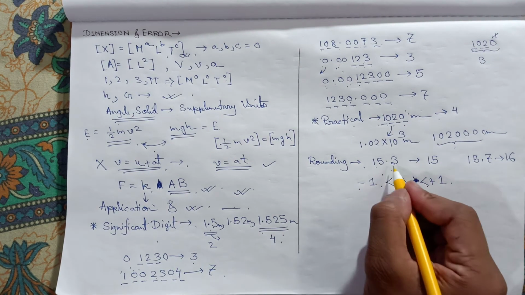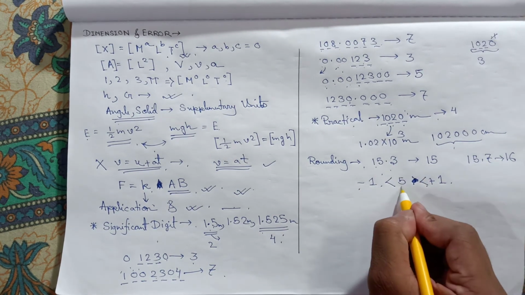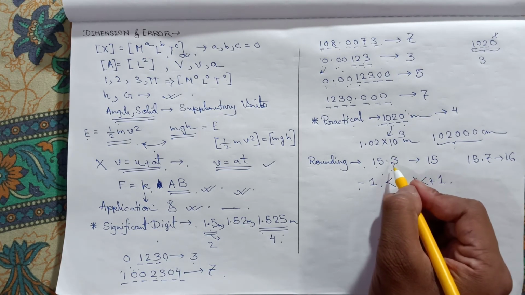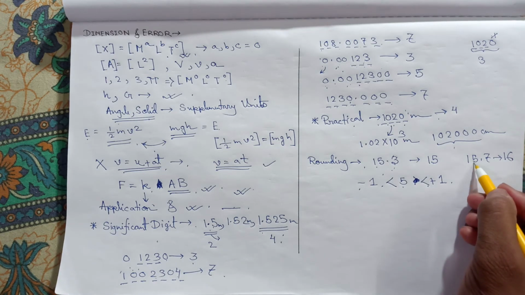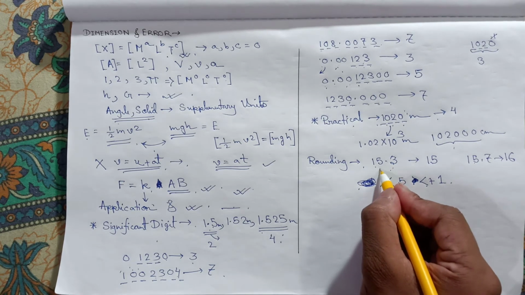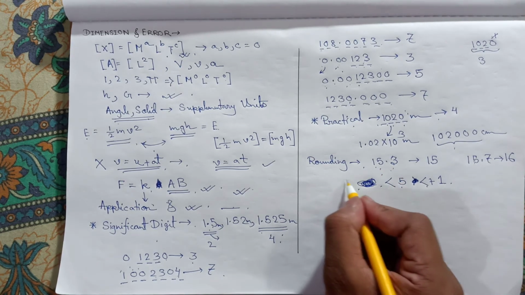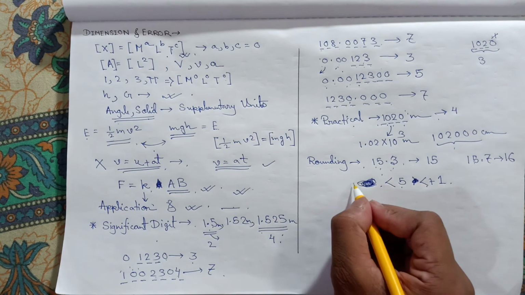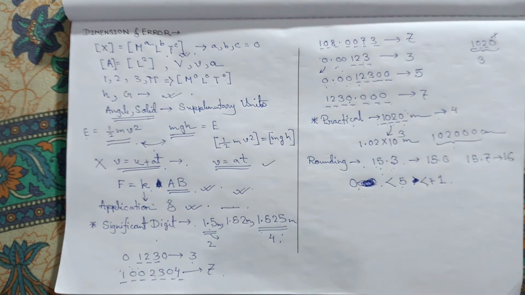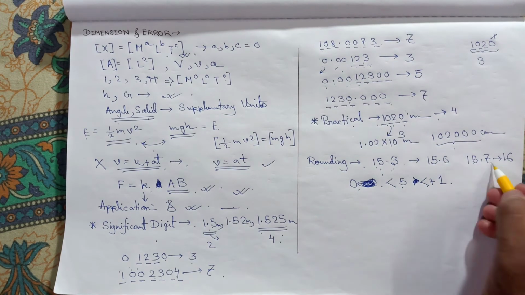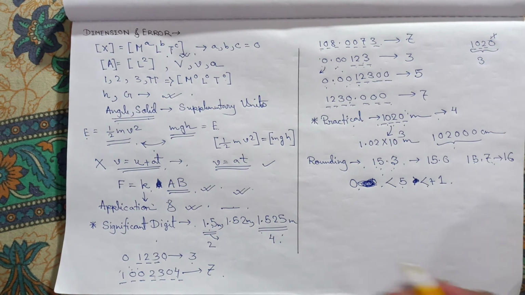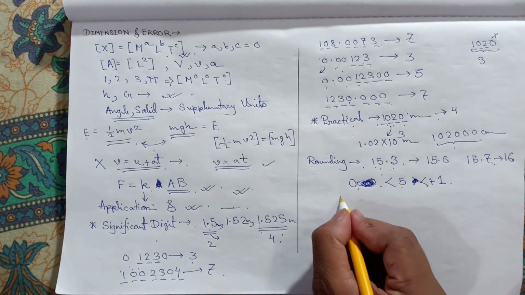So already here the last digit is 3, which is less than 5, so we retain the digit. We will not do anything, we will just omit the digit and retain it as 0 or something like that, 15.0 actually, and 15.7 to 16.